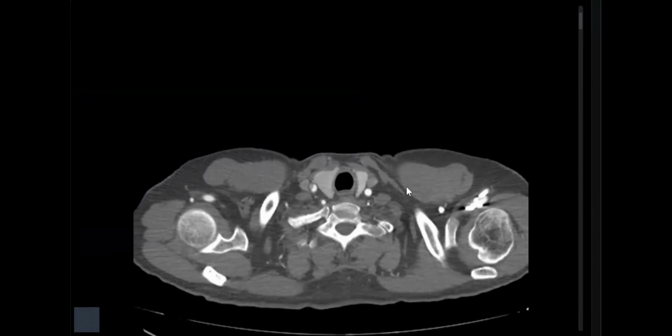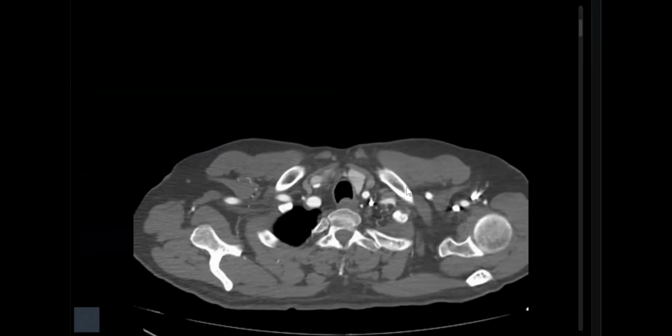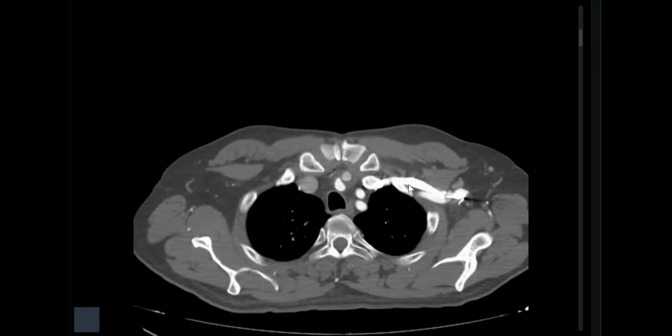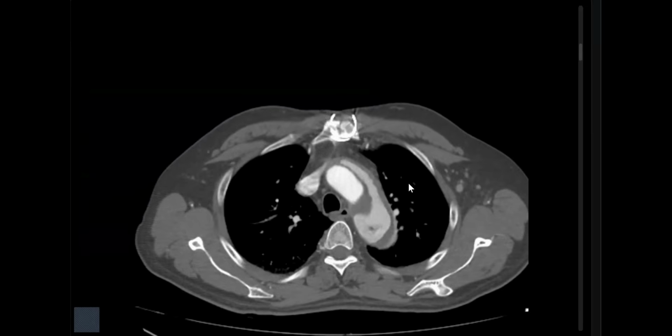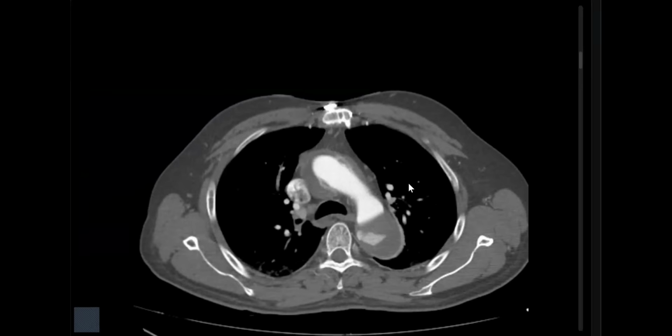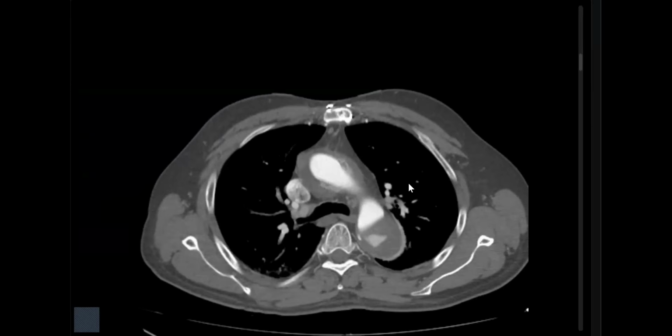This patient presented with acute chest pain. So this is a contrast CT chest of a patient who has presented with acute chest pain.